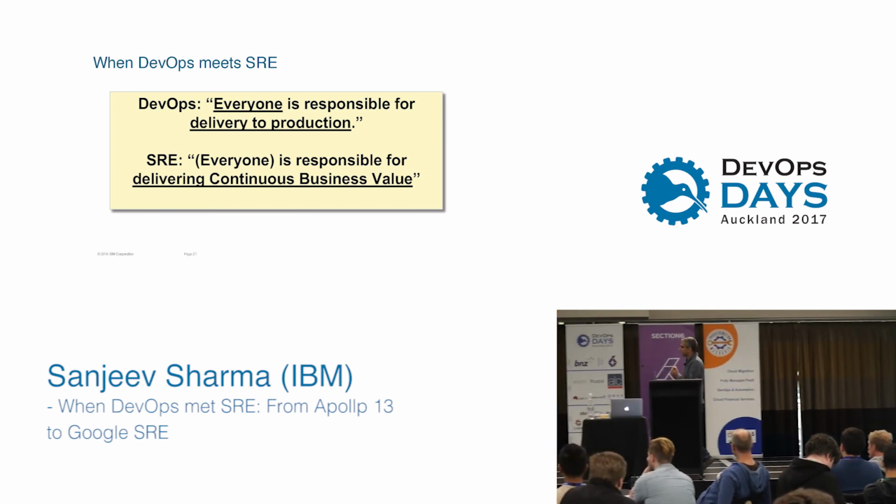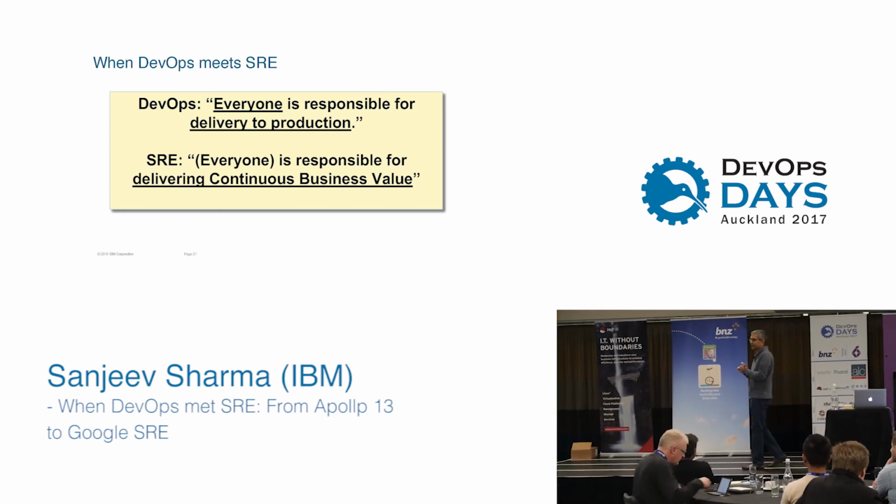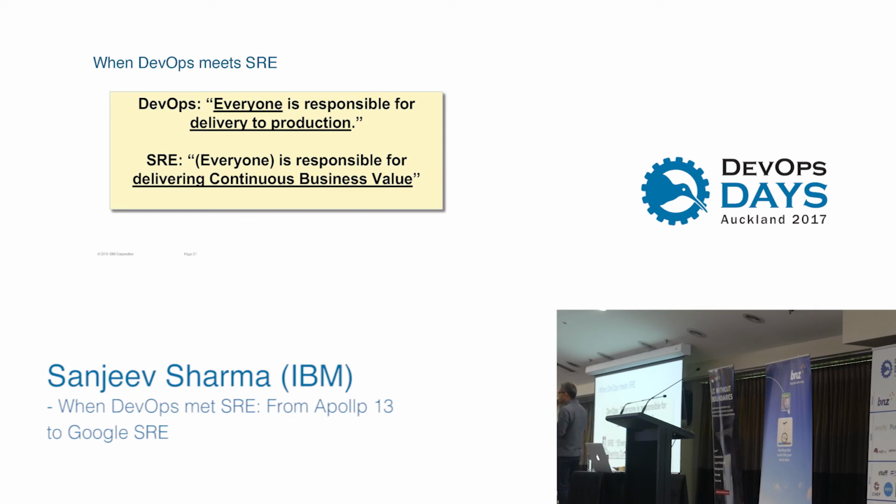Why did I put everyone in parentheses there? Currently, the thinking in SRE is that there is a dedicated SRE squad. All they do is restore stuff and fix stuff and learn from it and then teach the developers what went wrong so that they can ensure it doesn't happen again. I think over time, as SRE and DevOps come closer together, those parentheses around everyone will go away and it really becomes everyone's responsibility.